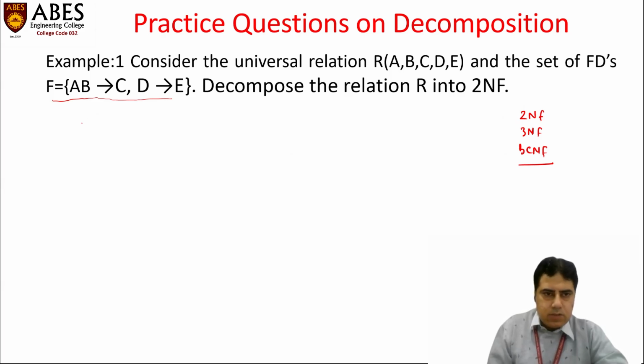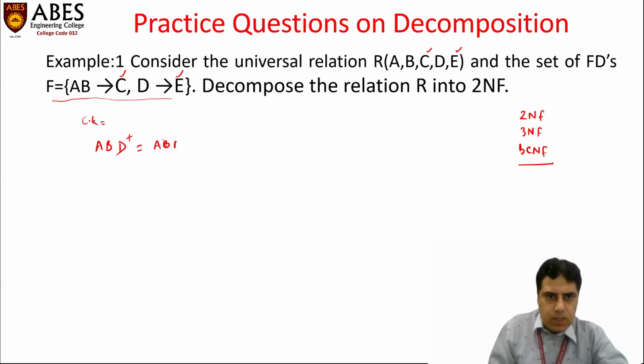Now, given the FDs, first we have to find out the candidate key. C and E are already on the right-hand side. Missing attributes are A, B, and D. We have to take the closure of A, B, D. From AB, we can determine C, and from D, we can determine E. All the attributes are determined by A, B, D. So the candidate key is A, B, D.